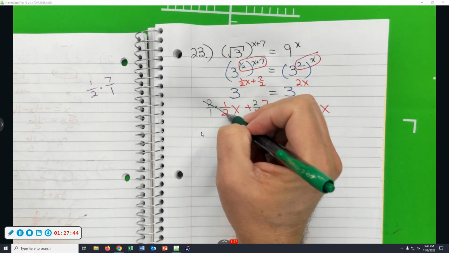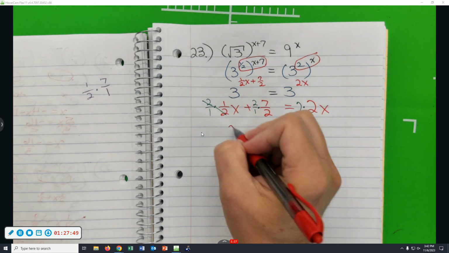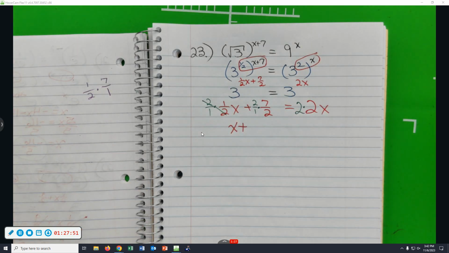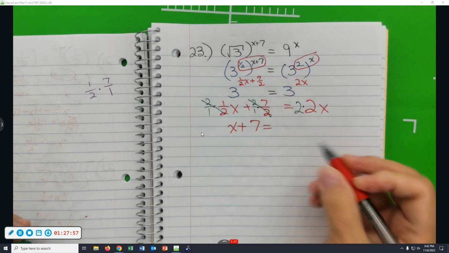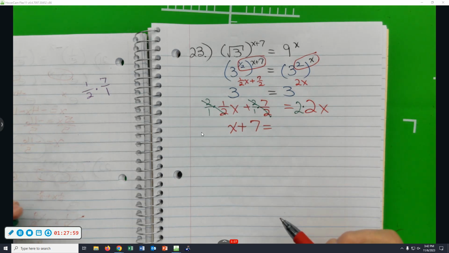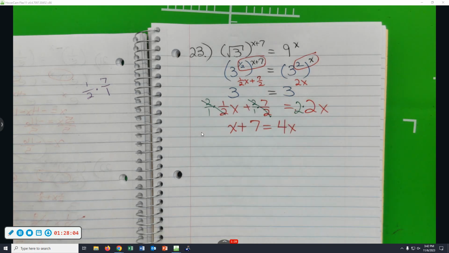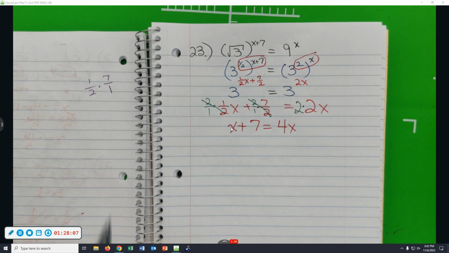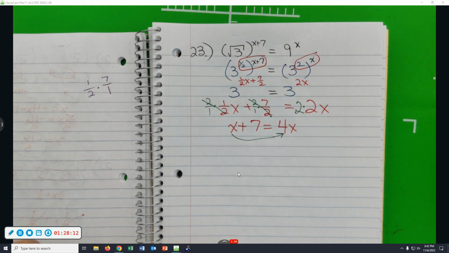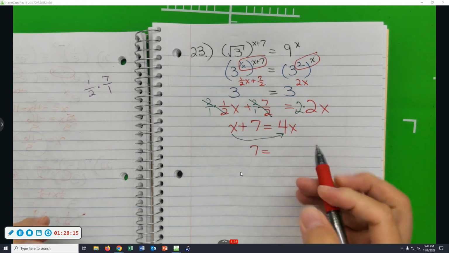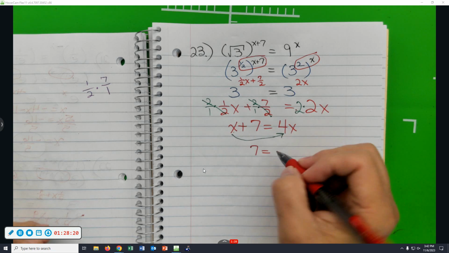It's going to cancel nicely there, leaving me with, okay, x plus 7 equals, what have we got here? 4x. 2 times 2 gives me 4x. I'll subtract an x. That's going to give me 7 equals, what am I going to have on the right side? Okay, 4x minus 1x is 3x.